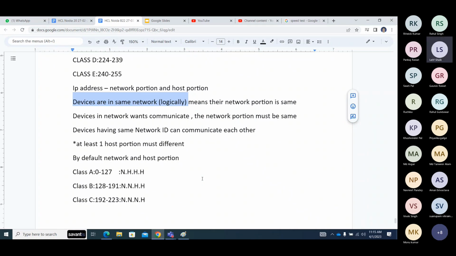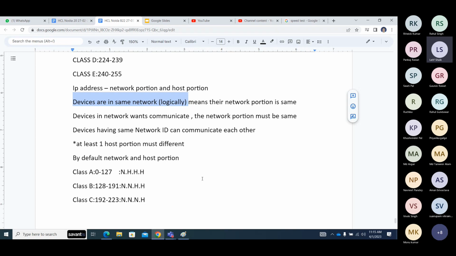Devices are in the same network means their network portion is the same. When two devices want to communicate with each other, their network portion, or network ID, must be the same. Devices having the same network ID can communicate with each other. Okay, so this is the standard rule, guys.